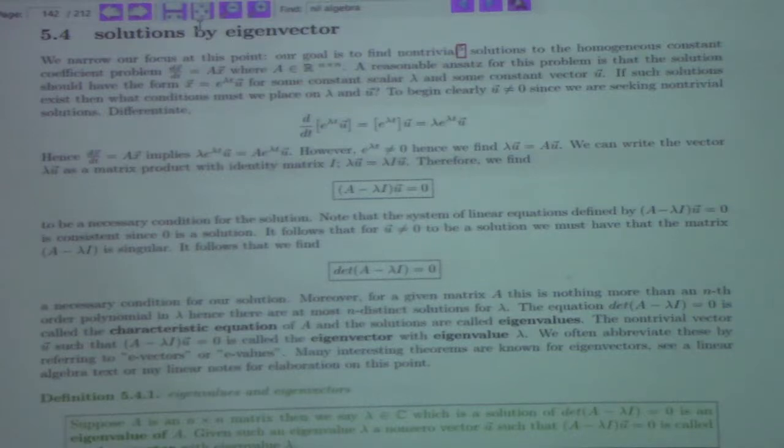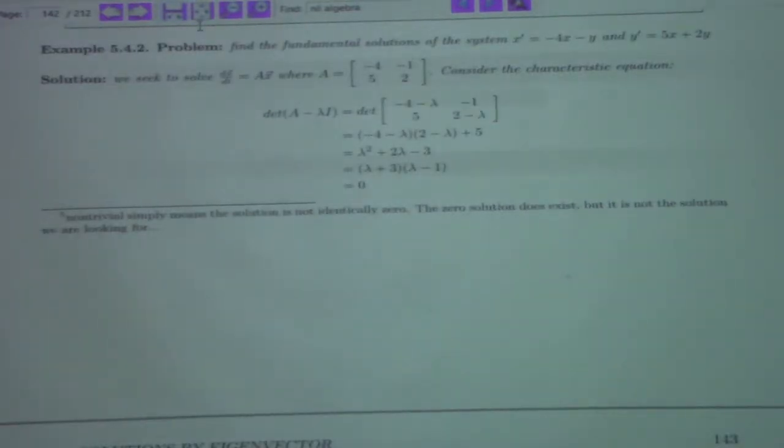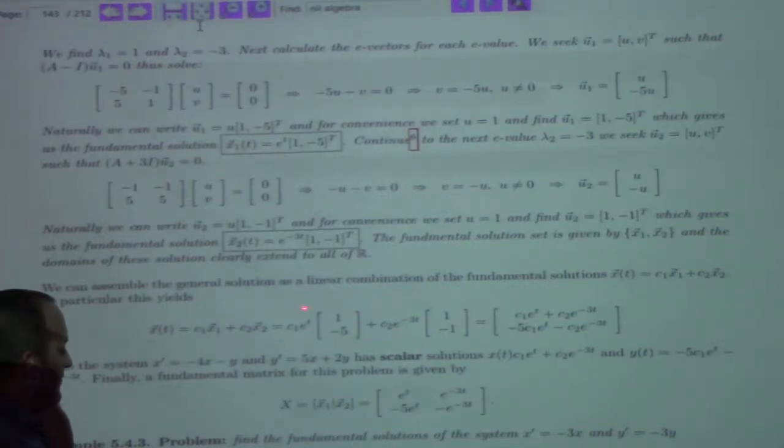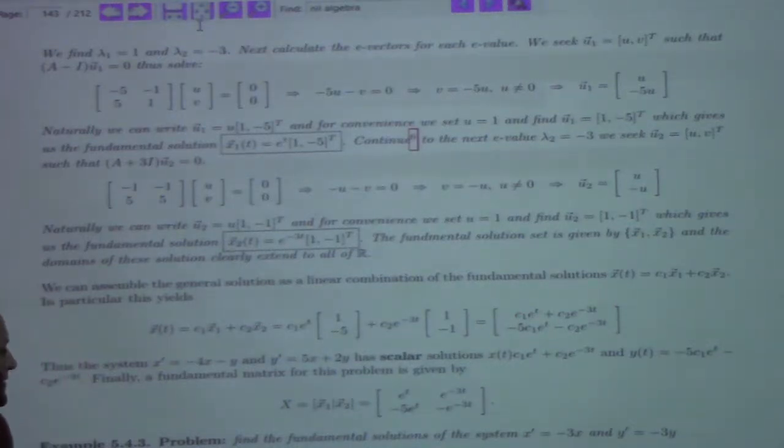So we've gone through this today, right? This is a lot like our example 1. Distinct real eigenvalues. So we get distinct real eigenvalues in this example of 1 and -3. Eigenvectors 1, -5 and 1, 1. So this gives us the general solution. There's the scalar solution if you rip it off, x equals that, y equals that, right? The fundamental solution matrix in this case is e to the t, -5 e to the t, e to the -3t, and -e to the -3t, okay?